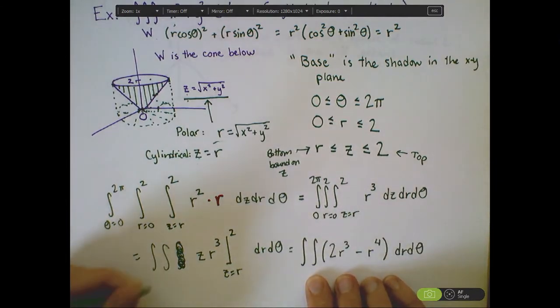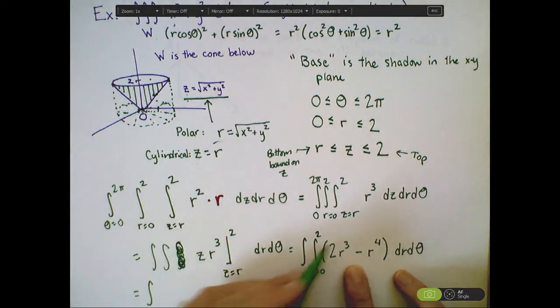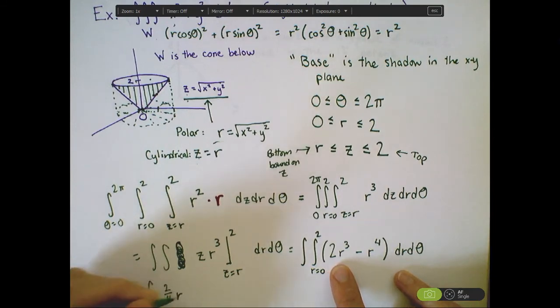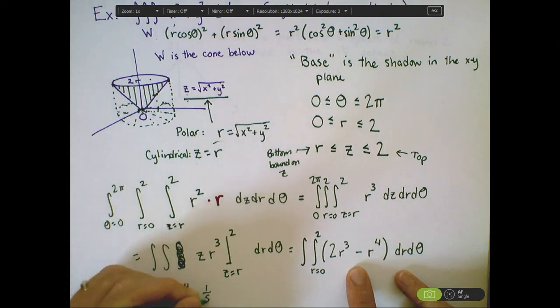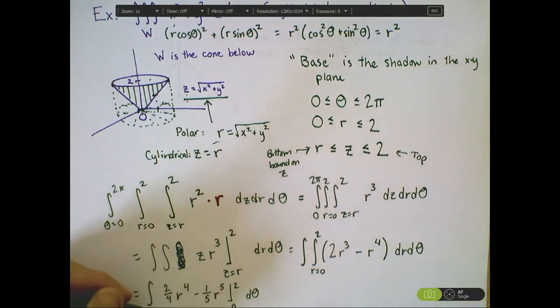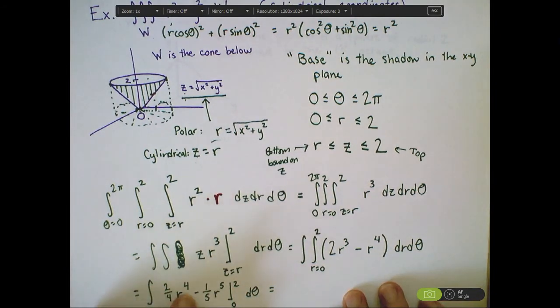I'm going to move my work over here. My next integration is as r goes from 0 to 2. So let's integrate with respect to r. That becomes 2 divided by 4 r to the fourth. Maybe I'll write that out really clearly: 2 divided by 4, r to the fourth, minus 1/5 r to the fifth, evaluated from 0 to 2, d theta. We still have that outermost integral. Let's evaluate these bounds. 2 to the fourth is 4 times 4, which is 16, and 1/2 of 16 is 8. 2 to the fifth is 32 over 5.